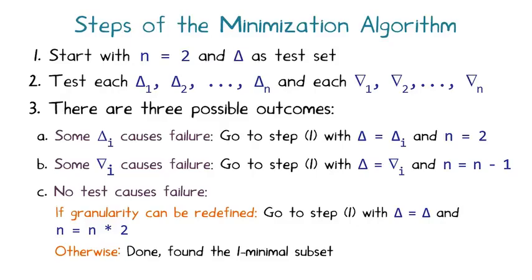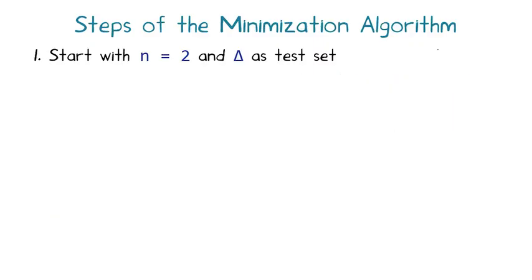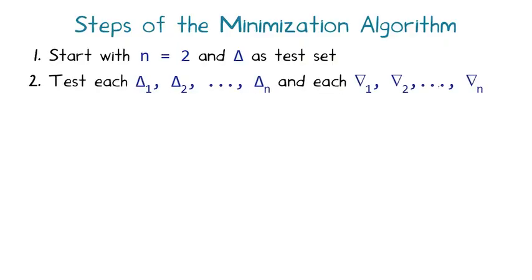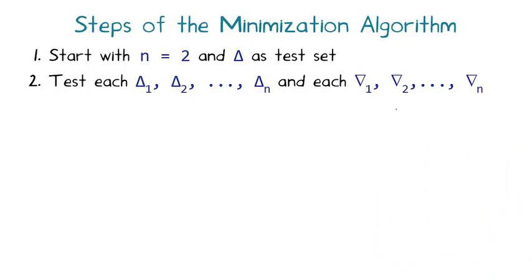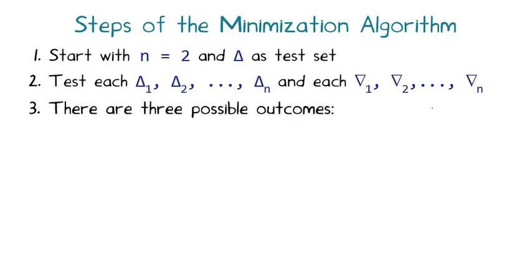Here is the algorithm again, this time in more structured pseudocode. It has two parameters, n and delta. It starts with n equals 2 and delta equal to CF, which is the full set of elementary changes. Given n and delta, the algorithm divides delta up into n pieces, delta 1 through delta n, and computes their complements, nabla 1 through nabla n, appropriately. It then tests each delta I and each nabla I using the test function. There are three possible outcomes.